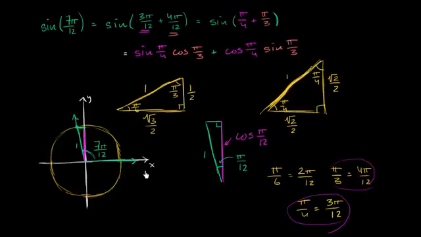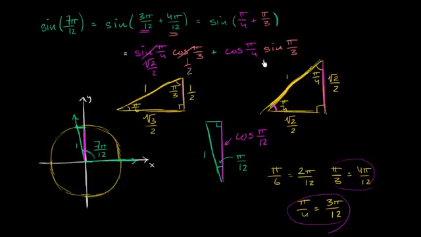What is sine of pi over 4? Well, let's think about it, this is pi over 4 right over here. Sine is opposite over hypotenuse. Well, it's just going to be square root of 2 over 2. What is cosine of pi over 3? Well, this is a pi over 3 radian angle right over here. Cosine is adjacent over hypotenuse. So this is going to be 1/2.